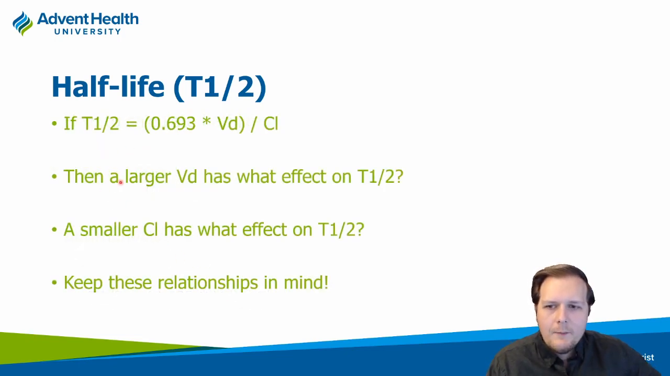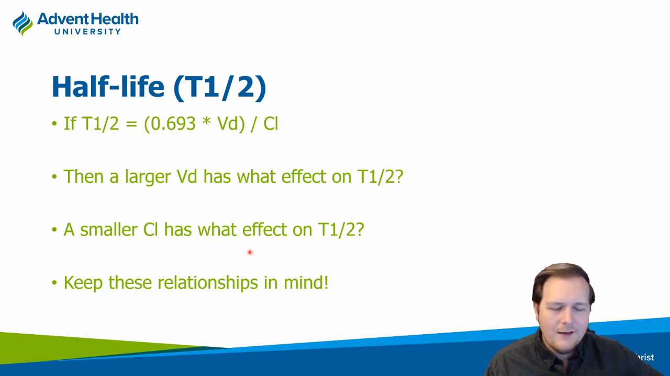So the larger VD, we said, would have a larger effect on the half-life. It'd have a longer half-life. If VD goes down, half-life is also going to go down. And then if clearance goes down, again, it's going to cause the half-life to be longer. So keep these relationships in mind, because I can ask you on a test question, okay, this variable has changed. What effect is it going to have on the half-life?